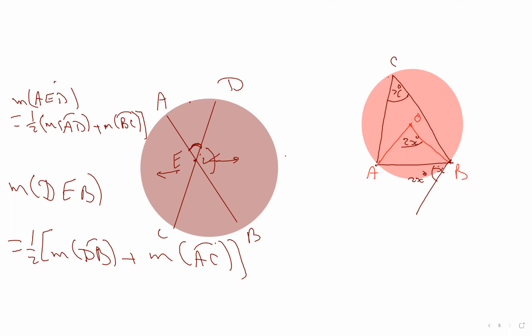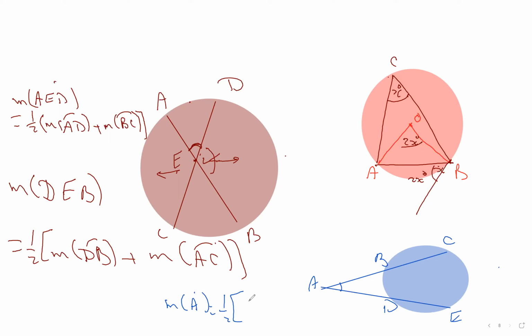Okay, if the extension of the chords intersect outside the circle, and this chord and this chord, for example, this is named A, B, C, D, E. Then the measure of angle A equals half the difference, half the measure of arc CE minus the measure of arc BD.